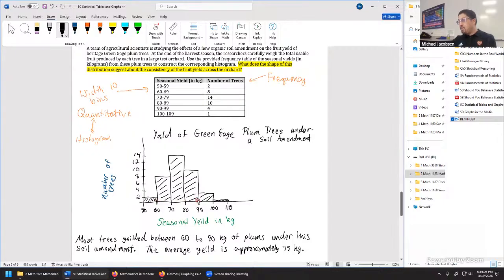We kind of said where most of the observations are. They lie in this range, so it's spread out in that sense. Most observations between 60 and 90. So we mentioned how spread out it is. And this statement is saying where the center is, where all the observations tend to accumulate, is around 75.